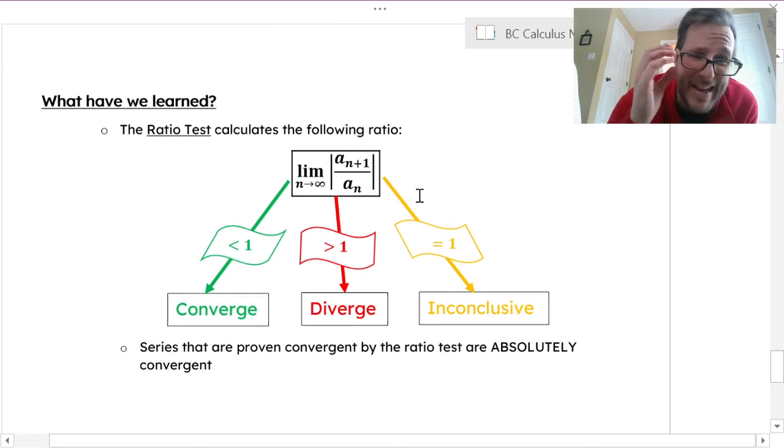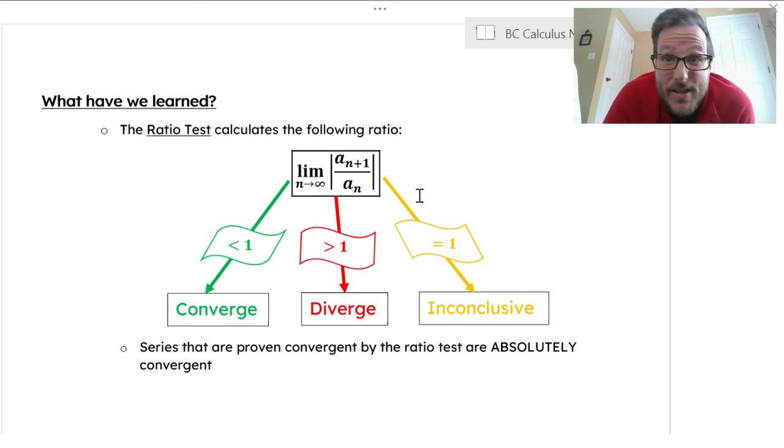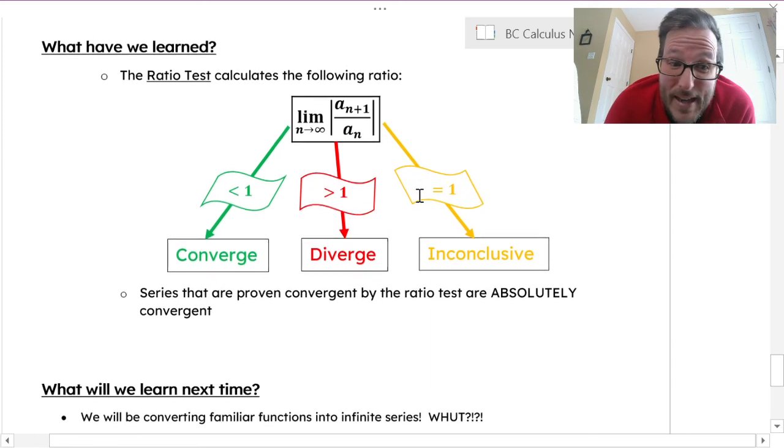And again, one last little fact is that series that you get to be convergent with the ratio test are absolutely convergent. So if you're worried about absolute and conditional convergence, this is another way to tell if something is absolutely convergent. All right, that does it with series tests.